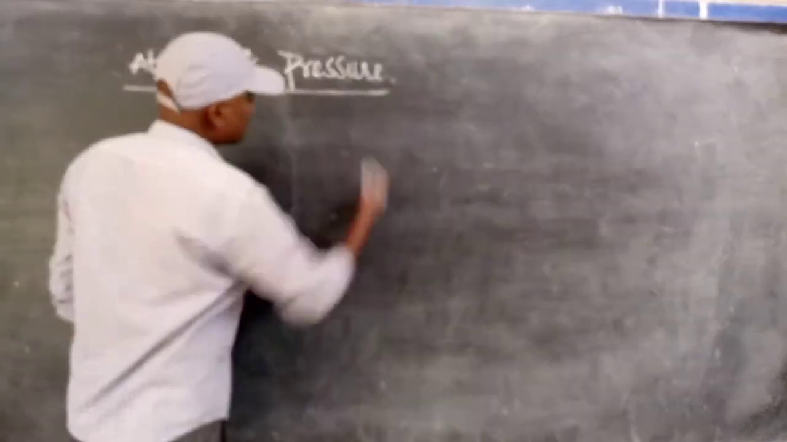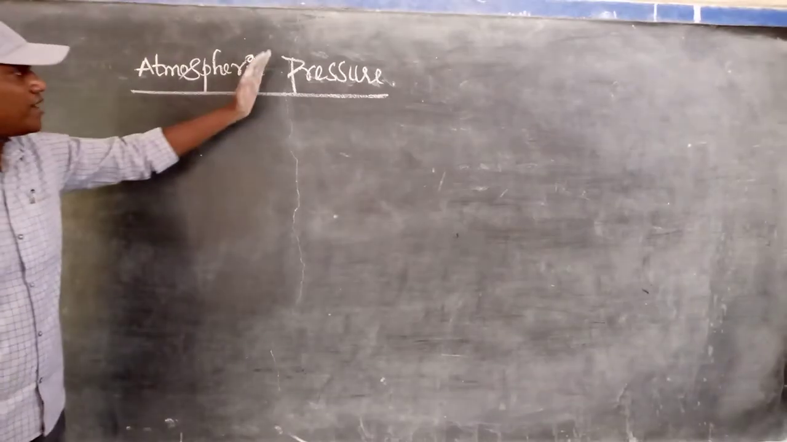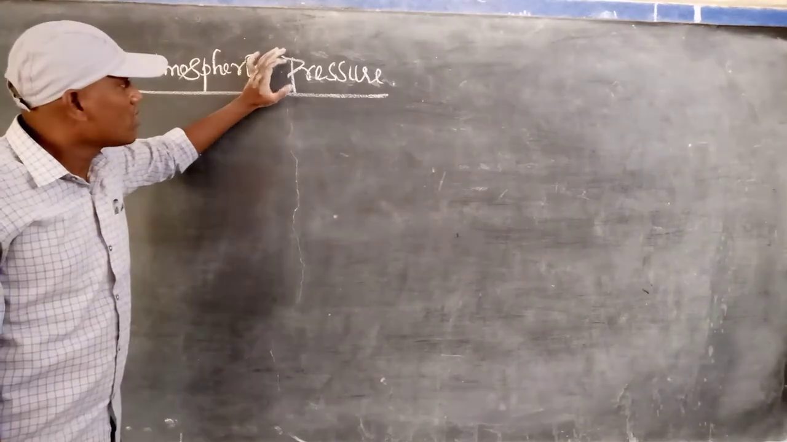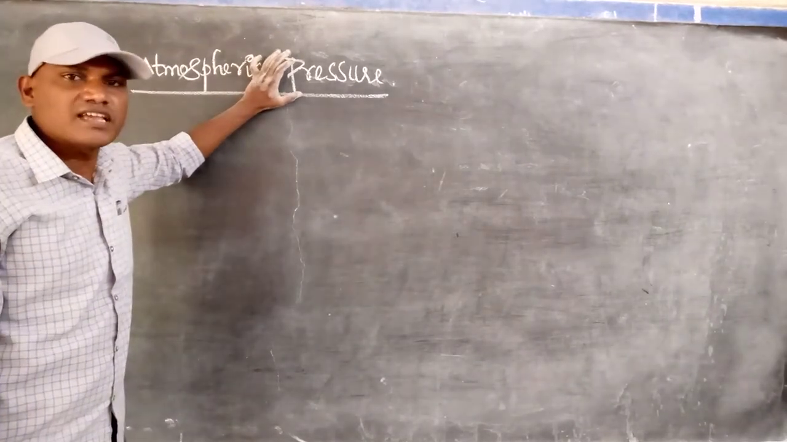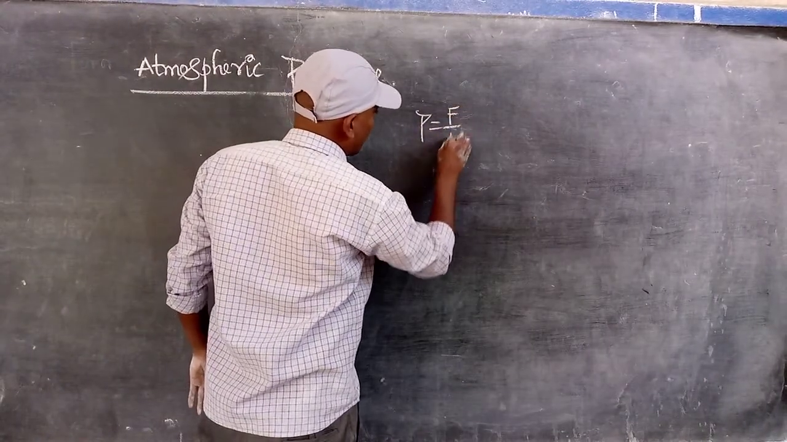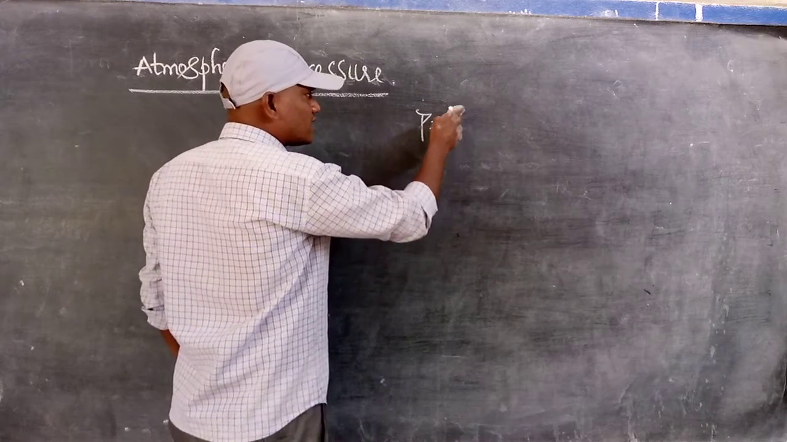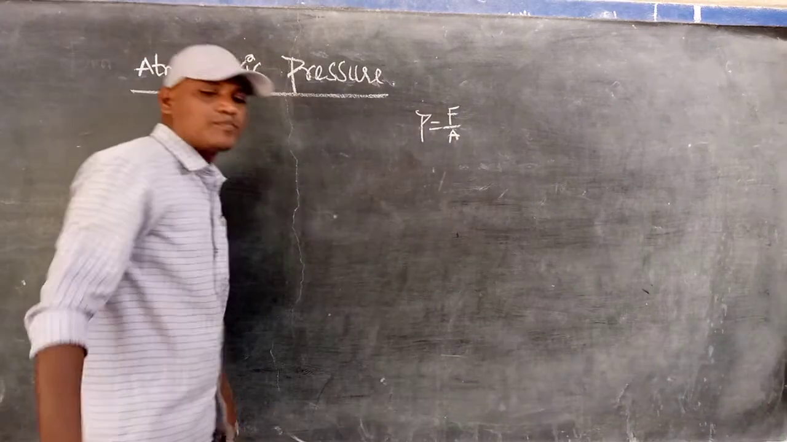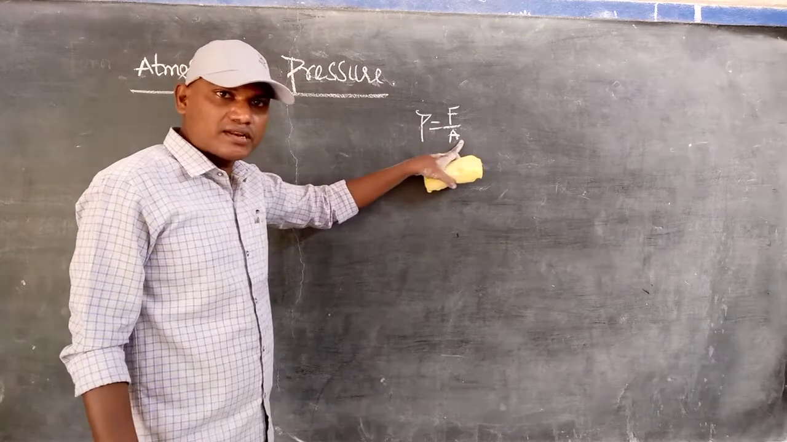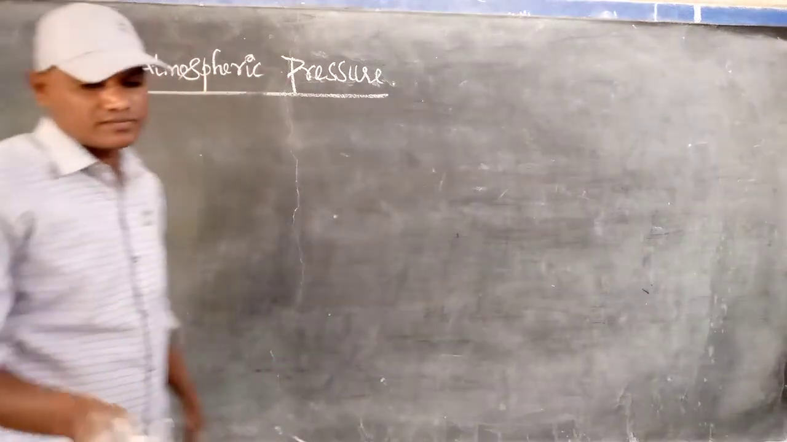So our topic is atmospheric pressure. You already have some idea from 8th standard of what pressure is. Pressure is the force per unit area, P equals F upon A. Force, or thrust, upon area is called pressure. What is the unit of pressure? Newton per meter square. In the SI system, we simply call it Pascal also.